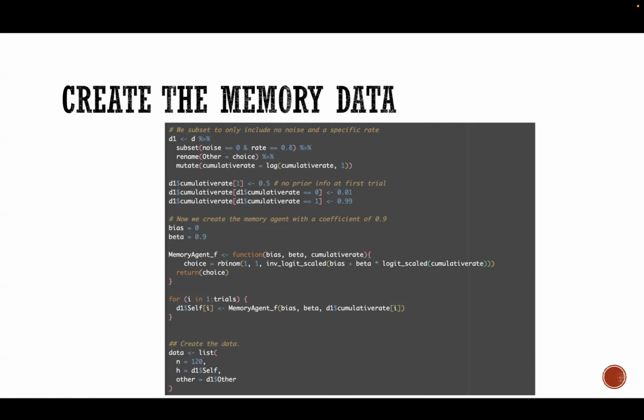Then we take this data that we created and we make data for Stan. Again, a list where n is 120, the number of trials. h is d1 self, that's the choices that we just generated for the memory agent. And other is the d1 other that we had generated above in the large simulation.